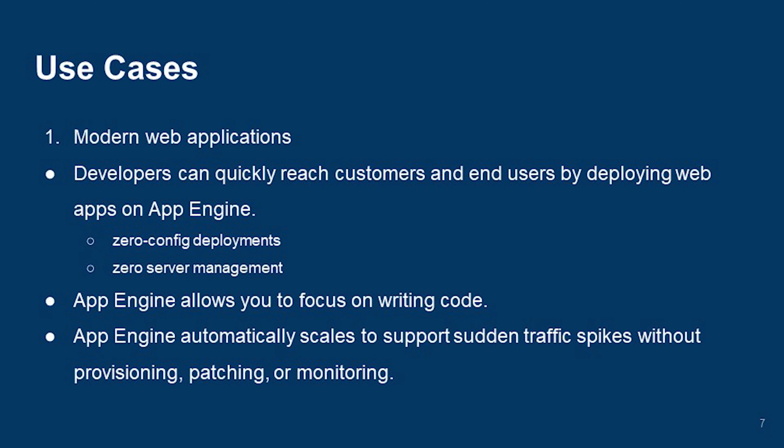Let us see a use case where the Google App Engine better fits. Google App Engine can be used in the creation of modern web applications, where the developers should quickly reach customers and end users by deploying web apps. Google App Engine helps in the easy deployment of the developer's code with zero config deployments and zero server management. The Google App Engine best fits when the core focus of the project is to be given on writing the code. Google App Engine automatically scales to support sudden traffic spikes without provisioning, patching, or monitoring. This helps users who are not interested in configuring their apps and servers, and also who require an easy way to monitor their app and service.